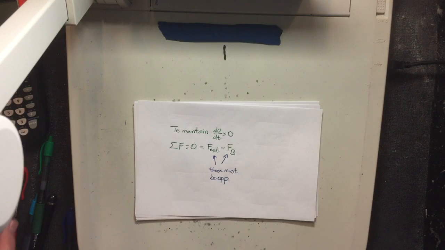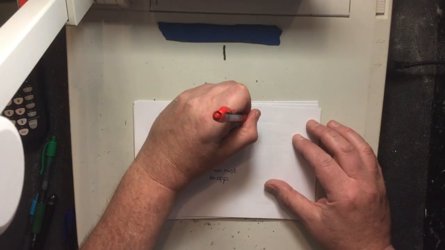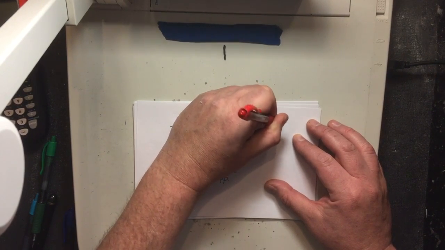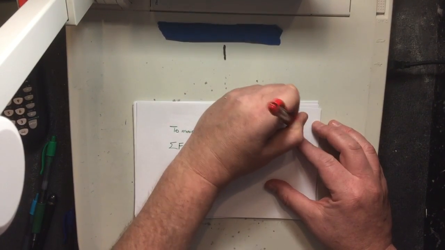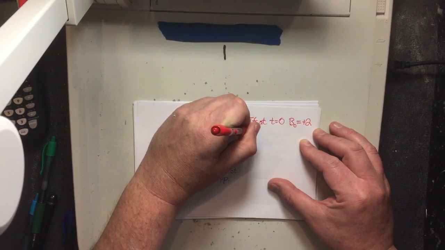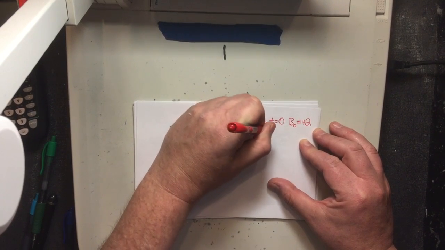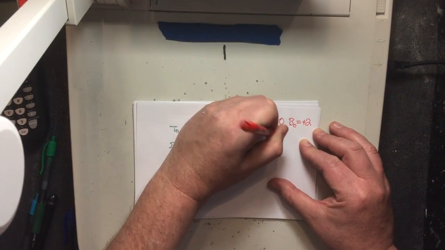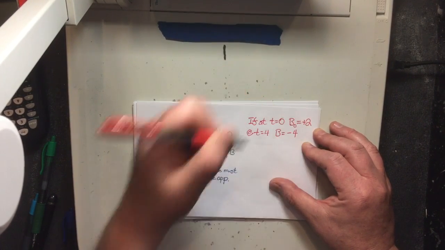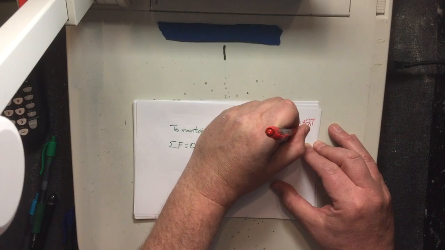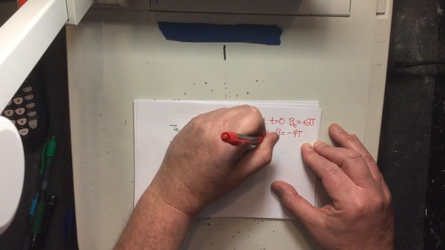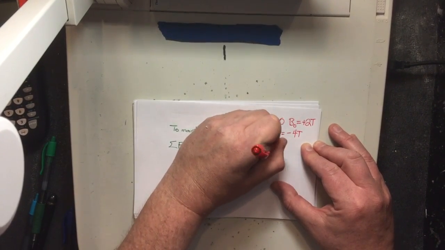All right, I'm gonna take this away. If at time is 0, the B field initially is +2. At time equals 4, the B field is -4 Tesla. What is dB/dt?